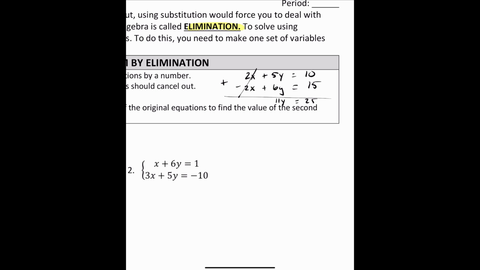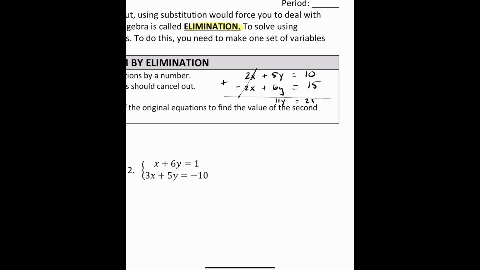So the first thing that you have to do is make sure that you create your opposites, and then you're going to add, and then you're going to solve. And once you solve for the variable, you plug into one of the equations and solve it for the other variable. Because remember, our goal here when it comes to solving systems is to get an ordered pair. That is the solution to the system, right?